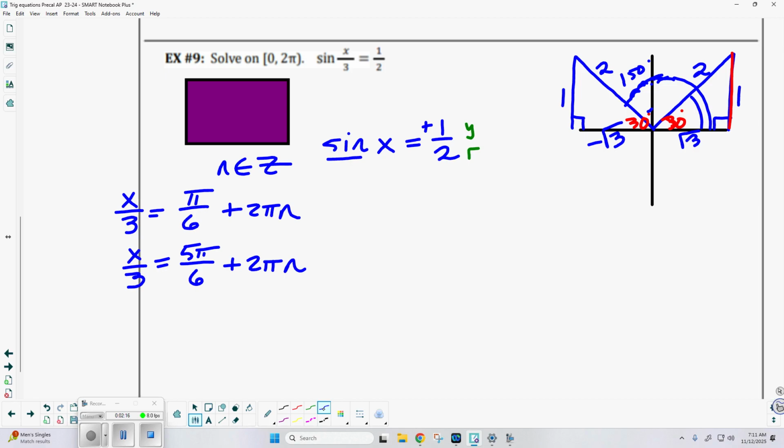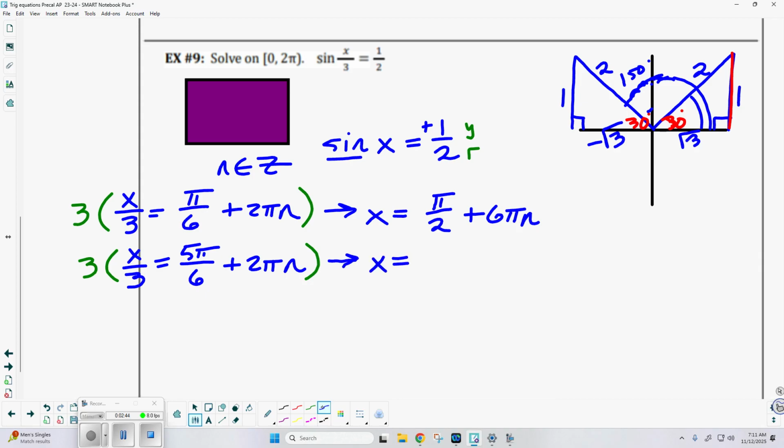So now I want to make sure to isolate this variable. So we're dividing by 3, I'm going to simply multiply by 3. So this is going to give me x is equal to 3 pi over 6, which is pi over 2, plus 3 times 2 pi n, which is 6 pi n. And then for the other one, x is equal to 15 pi over 6. So 5 pi over 2 is what it would simplify to, plus 6 pi n.